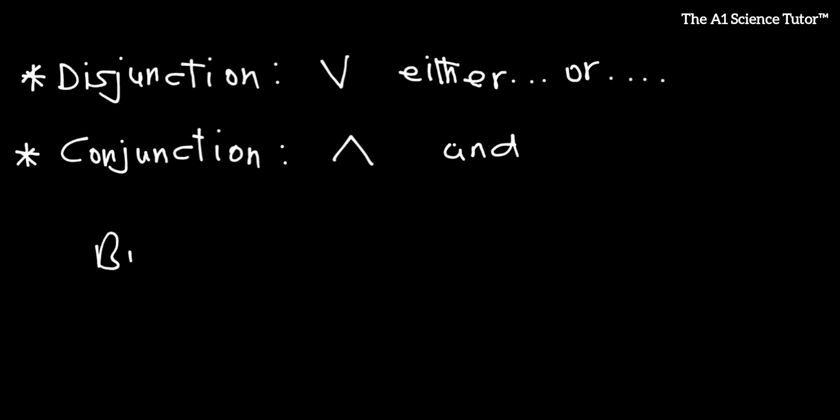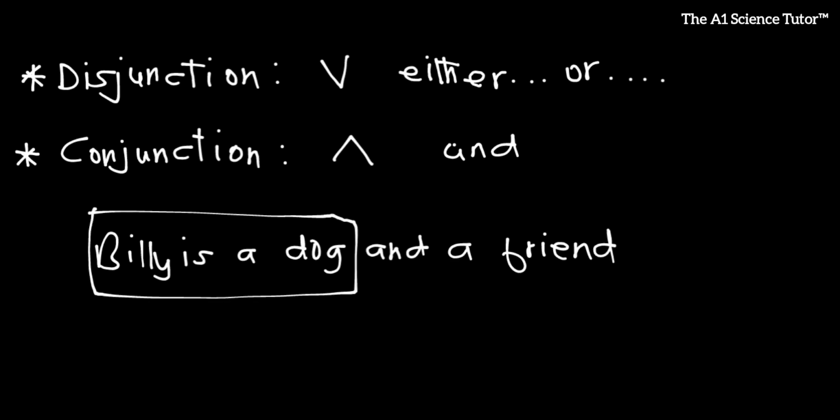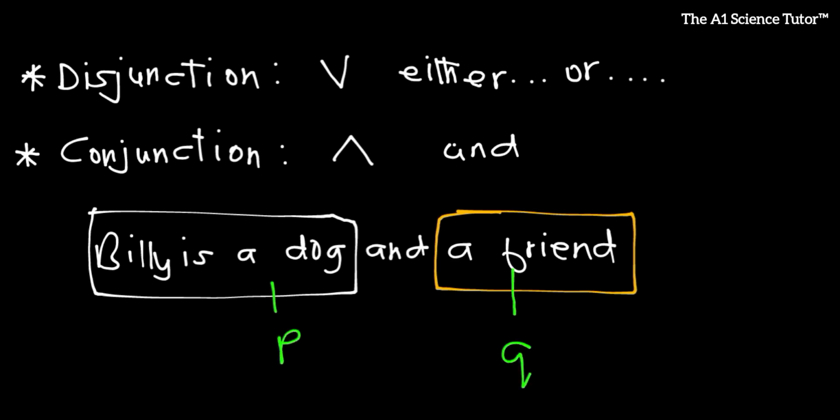If they say Billy, right? Billy is a dog and a friend. You can see this is a connective. Now we know this could be one statement, and this could be another statement. So we can actually combine it and say if this statement is P and this statement, let's call it a Q, we can actually combine it. So we can say that P is what? Conjuncted with Q. So that's actually how it's written.